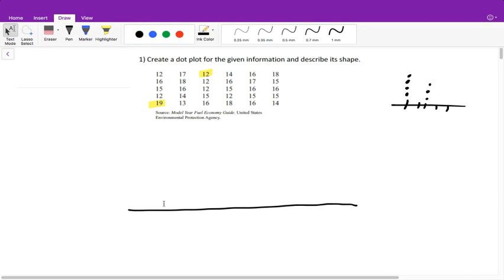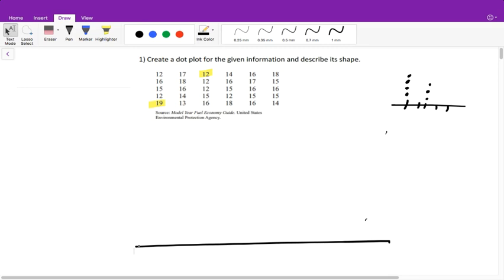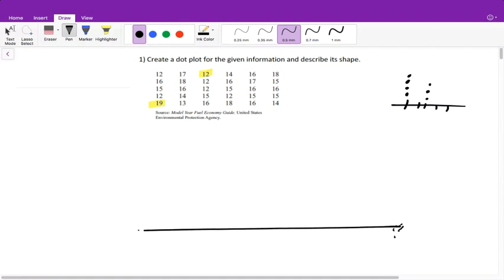Let me just redraw this, because on your test, if you want this to be perfect, you should use a straight edge. I wouldn't take off points if you don't, but I'm just going to use a straight edge here. Let me redraw that one more time, regardless of how this turns out. Okay, all right, so then I have numbers 12 to 19. So it's 12, 13, 14, 15, 16, 17, 18, and 19.